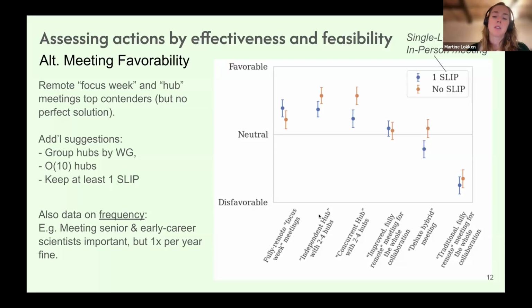But people were pretty interested in these hub models and also in these sprint weeks. Especially, you can see this is the response if you assume you'll have one single location in-person meeting per year, and one of these would be the other one. And then the orange is the response if you assume there's no single location and you only do a mix of these ones. In either case, these hubs plus sprint weeks were the winners. And so we decided to focus a lot on further developing the ideas for that, to discuss more in the report.